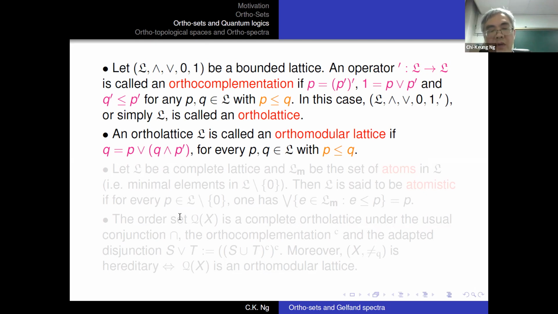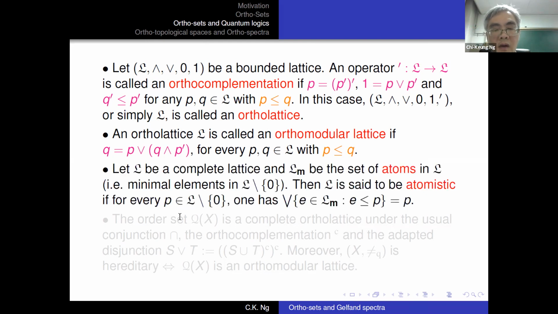It is something like the ordinary Boolean algebra case, where you have a subset P of Q, and you take the union of P with the complement of P and Q. And if L is a complete lattice, then L_M is the set of all atoms in L, meaning the minimal elements in L minus zero, the minimum non-zero elements. A lattice is said to be atomistic if any p in the lattice is equal to the supremum of all the atoms contained in it.